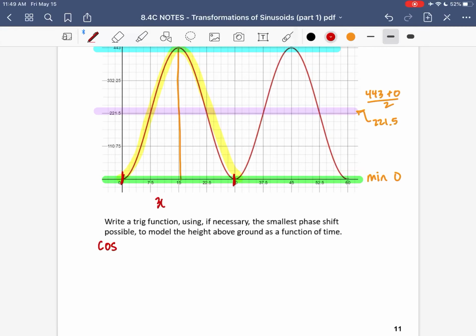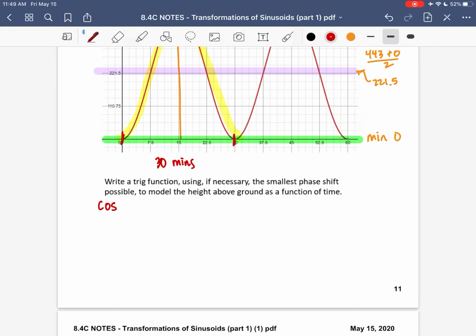Okay, so the period is, it takes 30 minutes, right? 30 minutes to get all the way done. So let's try to write this. Our period.